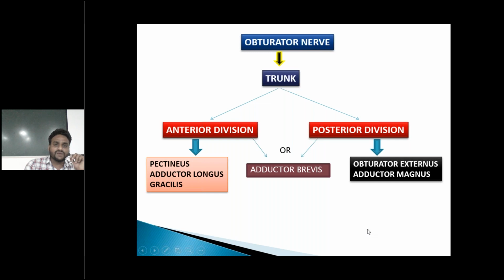What is the root value of the obturator nerve? L2, L3, L4, like the femoral nerve. Then, can you explain the course of the obturator nerve? Three points: lateral pelvic wall, obturator canal, medial compartment of thigh. It divides into two divisions. Anterior division passes in front of which muscle?